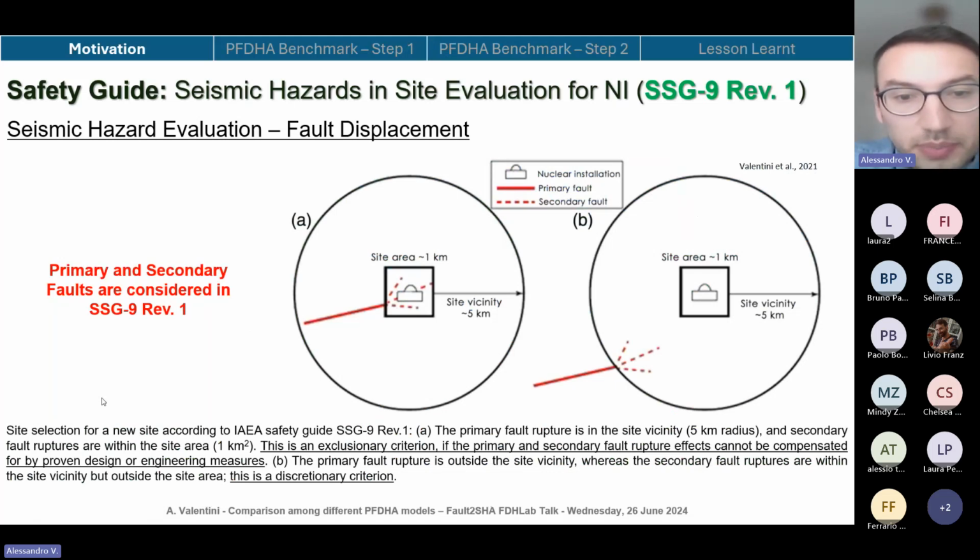And then if the primary fault is outside the site vicinity and the secondary fault is within the site vicinity, but outside the site area, this is a discretionary criterion, and then it depends on the member states, who can decide whatever they want.